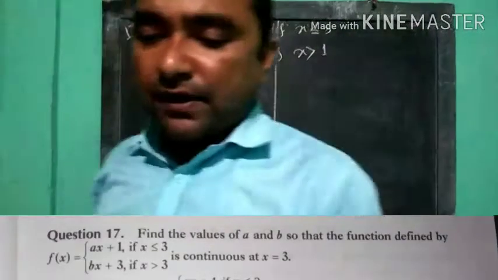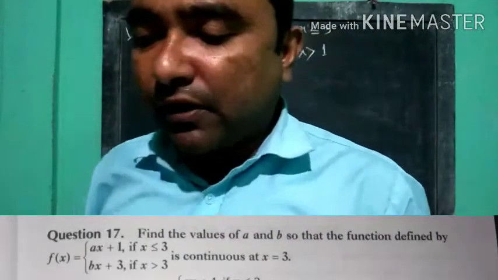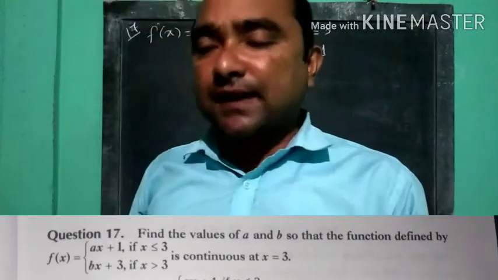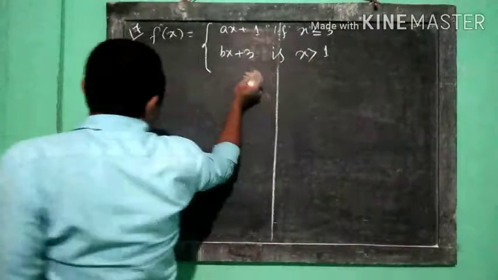It is given here that this function is continuous at the point 3. Since the function is continuous at the point 3, obviously the left hand limit and right hand limit are the same. Now we are going to find the left hand limit.